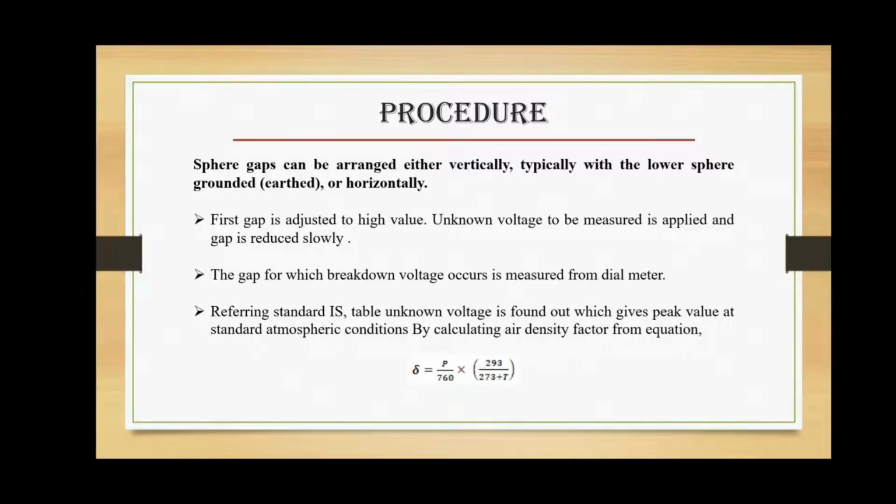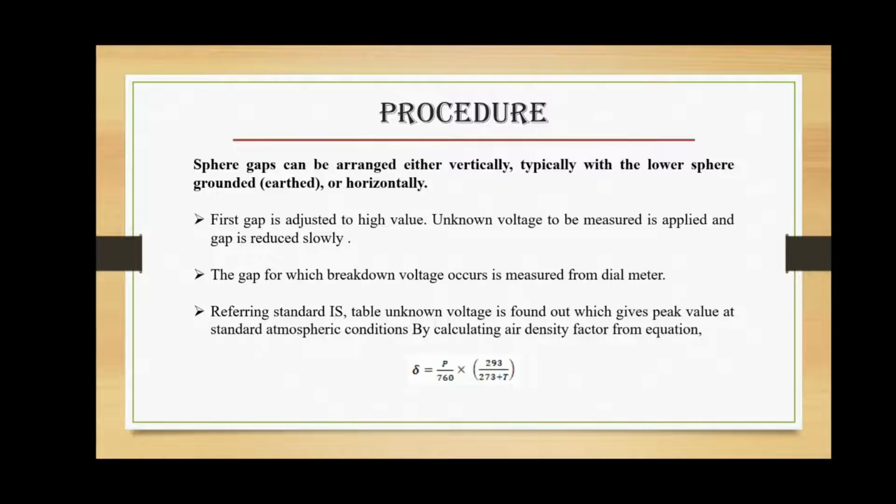Thank you, Samir. Now to continue, we have to go for the procedure. As we have seen in the previous slide, the assembly can be done with sphere gaps vertically or horizontally. Here, if the arrangement is horizontal, there is no specific preference, but if the arrangement is vertical, then we have to keep the lower sphere grounded, that is earthed. That is the only condition. Initially, the unknown voltage is applied across the electrodes with the gap kept maximum. The gap is measured using a dial meter.